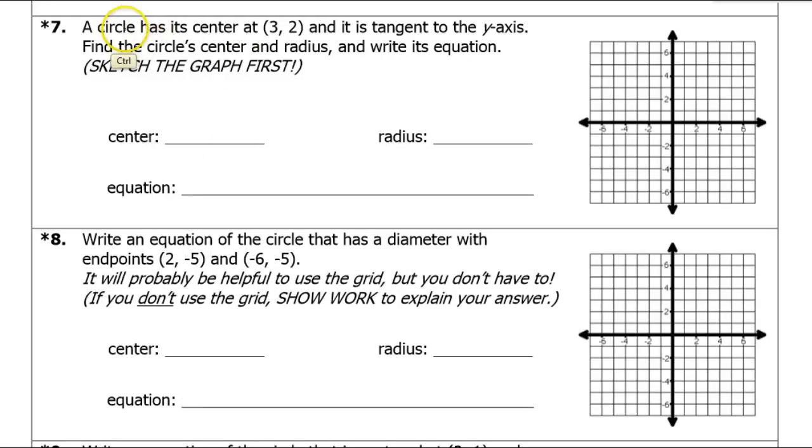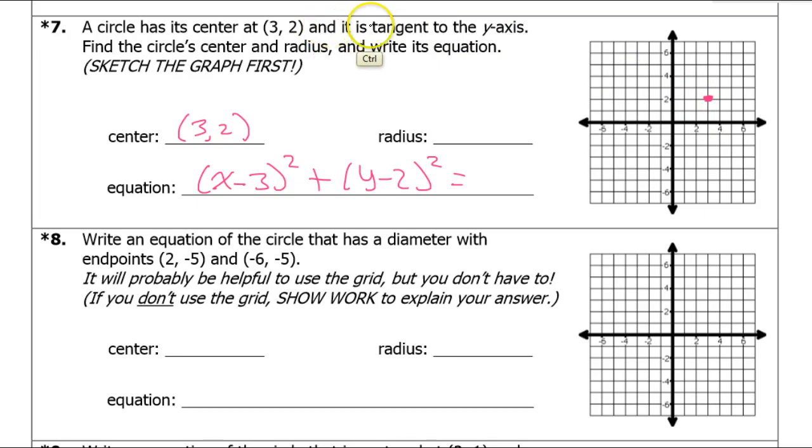For number 7, we're told that a circle has its center at 3, 2. So they're telling us the center is 3, 2. Right away, that tells us that the left side of the equation is going to be x minus 3 squared plus y minus 2 squared. So all I need is the radius. So I might as well graph this. So 3, 2 is the center, so my center is right there.